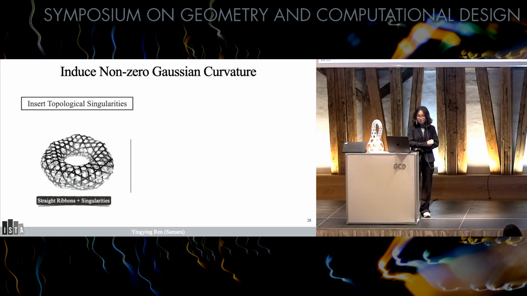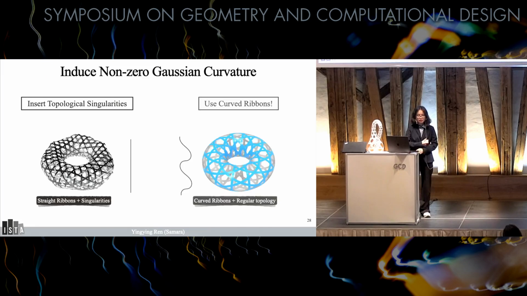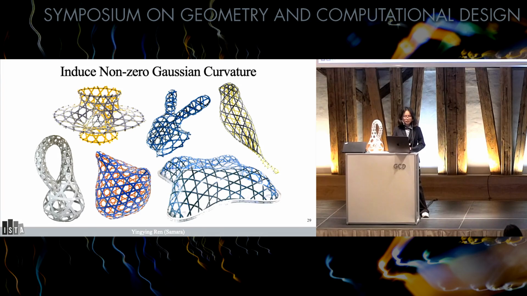Here we see the left torus is woven with straight ribbons and singularities, which causes sharp corners in the shape. And on the right, we have a structure that's woven with optimized curved ribbons. It has a completely regular topology with no singularities and approximates the smooth mathematical torus closely. Our geometric analysis shows that the planar curvature parameter of the ribbons is very powerful. By using curved ribbons, we greatly increase the design space of the woven structures and were able to create many previously impossible woven geometries. Here is a preview of some of the woven structures that we have designed.